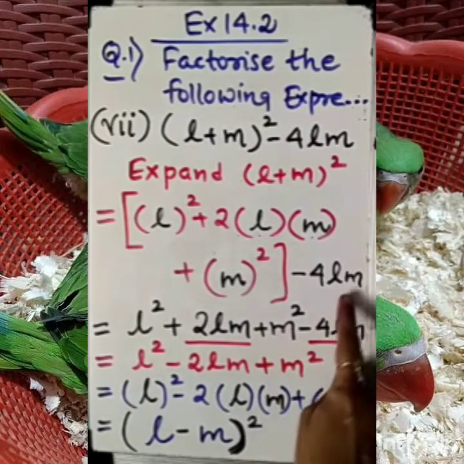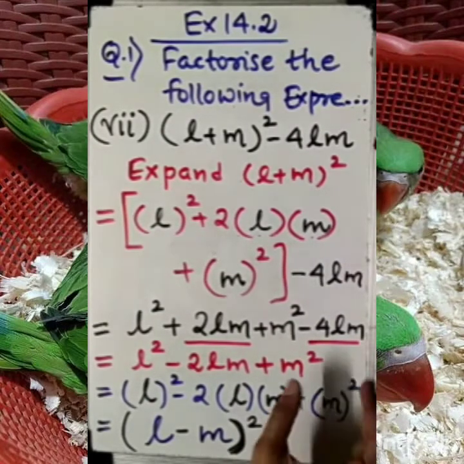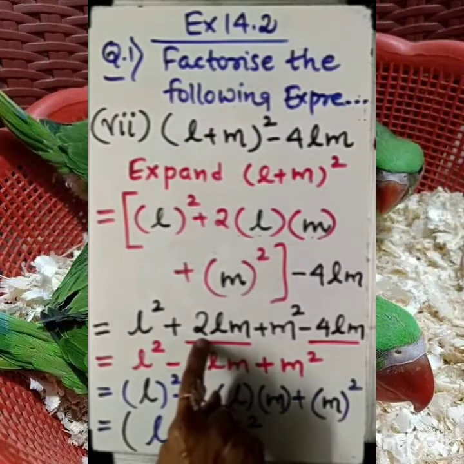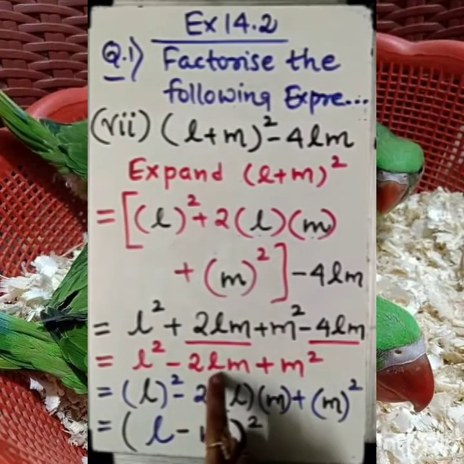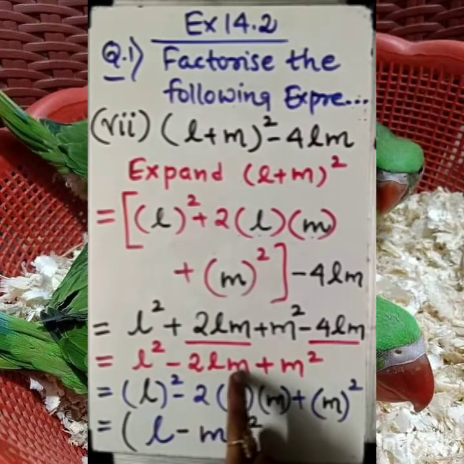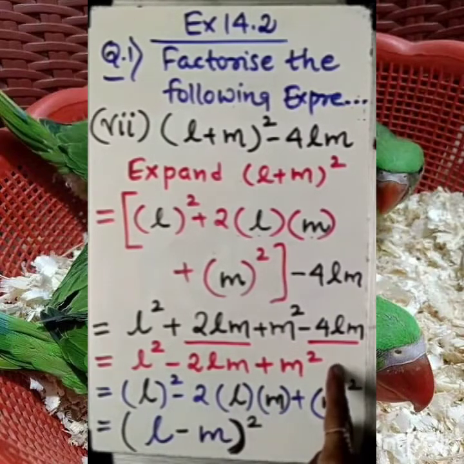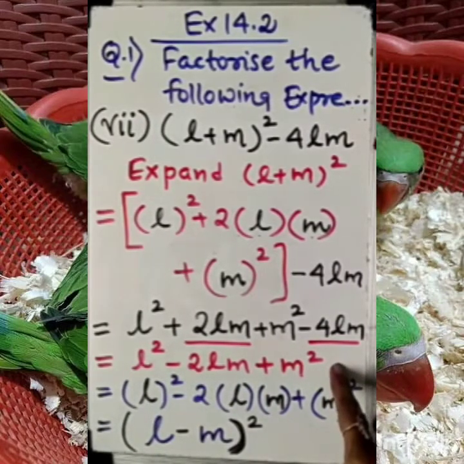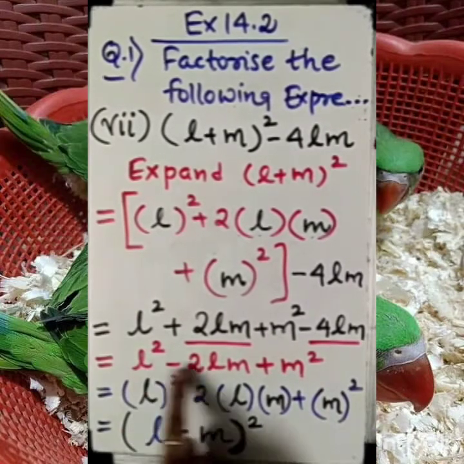And this minus 4lm is already there. So dear student, minus 4 plus 2 is minus 2lm. Agree? Minus 4 plus 2 is minus 2lm. Now if you leave it at this much, then you will not get full marks. For that you must go further, because we want to factorize. This is not a factorization form.